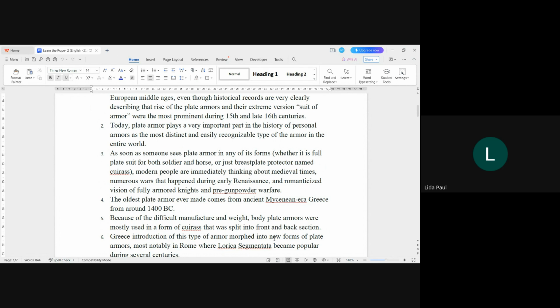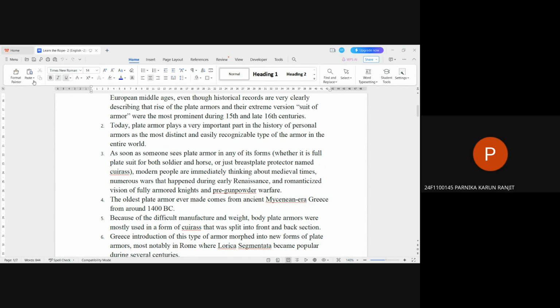As soon as someone sees plate armor in any of its forms, whether it is full plate suit for both soldier and horse, or that one? Whether is a conjunction, right? I'm not very sure. Okay, look at it. I see that's why you have the sentence. Just look at it and judge if it is conjunction, if it is adverb.